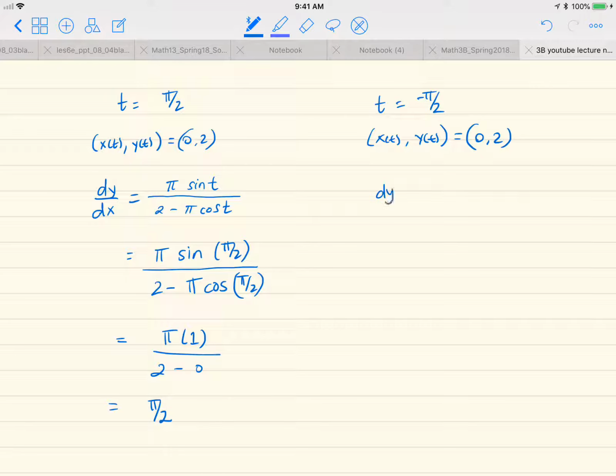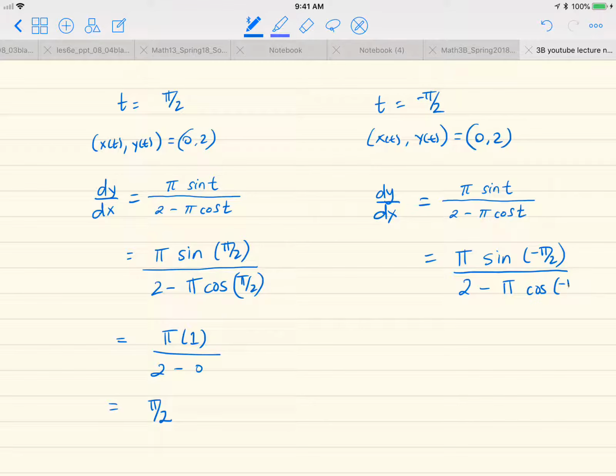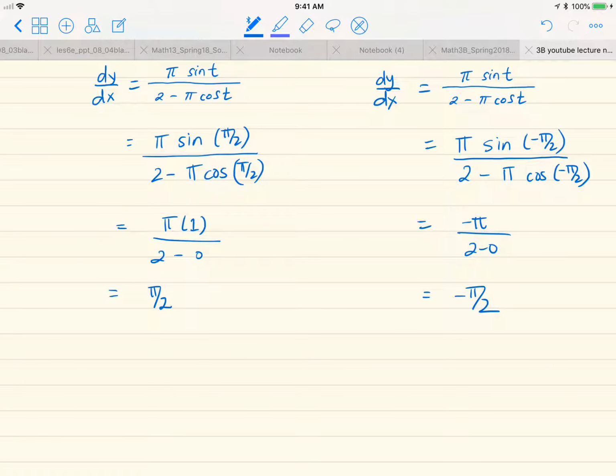Now let's see what happens at the time when t equals negative pi over 2. Our slope of the tangent line is going to be pi times sine of negative pi over 2 divided by 2 minus pi times cosine of negative pi over 2. So we should get negative pi over 2 minus 0, which is just negative pi over 2. Okay, so now we've got our slopes. So m is going to be plus or minus pi over 2, and our point x naught, y naught is 0 comma 2 for both.